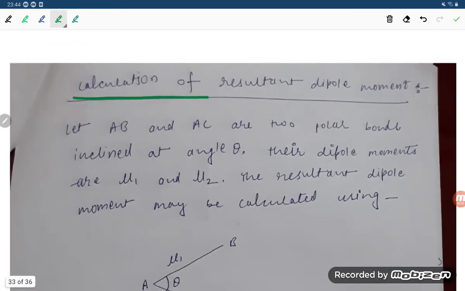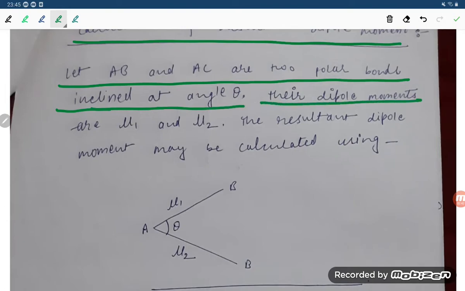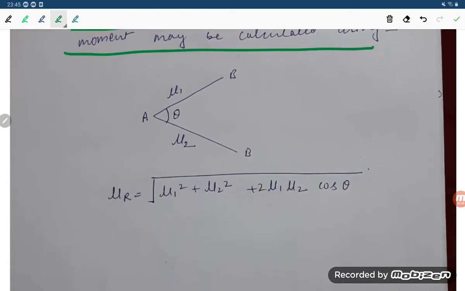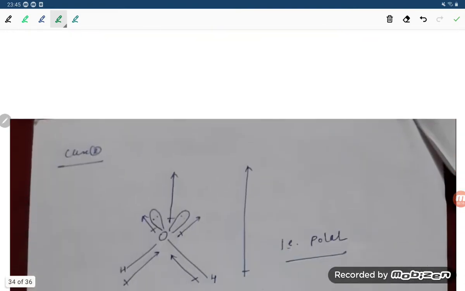Now, calculation of the resultant dipole moment. Let AB and AC be two polar bonds inclined at angle theta. Their dipole moments are mu1 and mu2. The resultant dipole moment may be calculated by using mu r equal to the square root of mu1 square plus mu2 square plus 2 mu1 mu2 cos theta. For AB it is mu1 and for AC it is mu2, and the resultant goes from the center. So this is our answer.